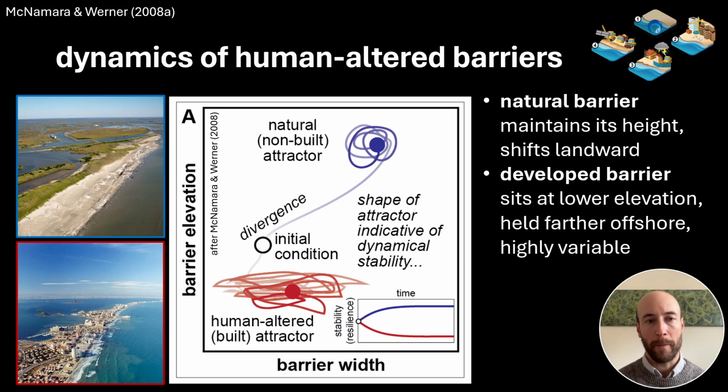On the other hand, once you populate it with resorts, same initial conditions, and then you hit run, what you end up in the human-altered condition is that you get a lower barrier elevation relative to sea level, and the width varies dramatically. It rockets back and forth as a result of intensified erosion countered by intensive beach nourishment. And so the attractor described for the human-altered system has much higher variability. So lower stability, lower resilience to big storm impacts.